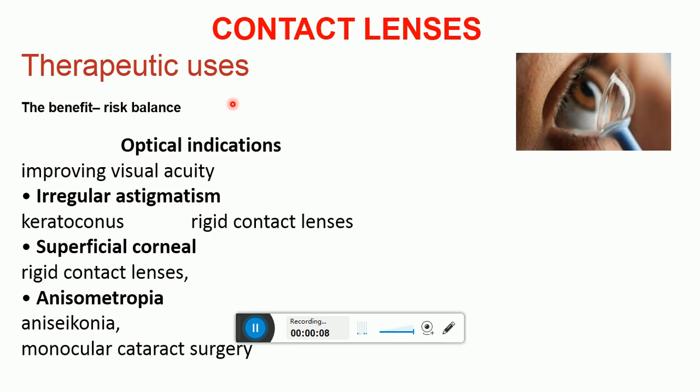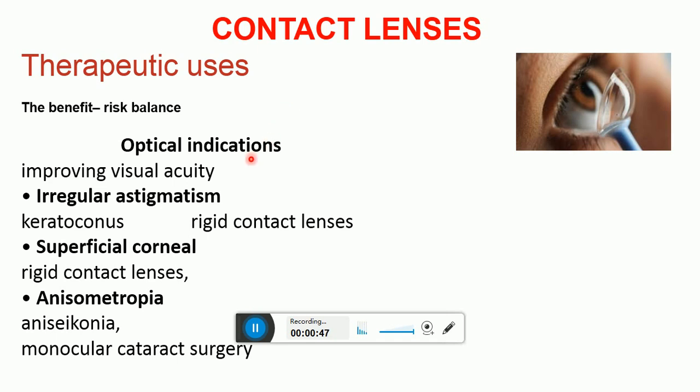Therapeutic uses. The benefit-risk balance should be considered in each case, because the risk of fitting a contact lens to an already compromised eye is greater than with lens wear for cosmetic reasons. So the benefit-risk balance should be considered in each case individually, with education and regular review to ensure early diagnosis and treatment of complications. Choice of lens type is dictated by the nature of the ocular pathology.